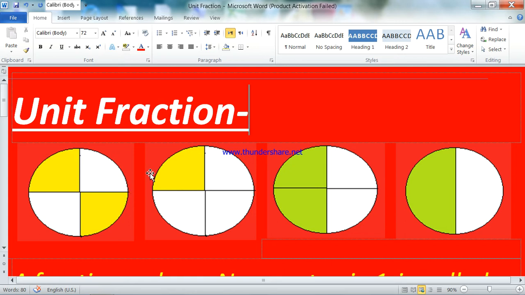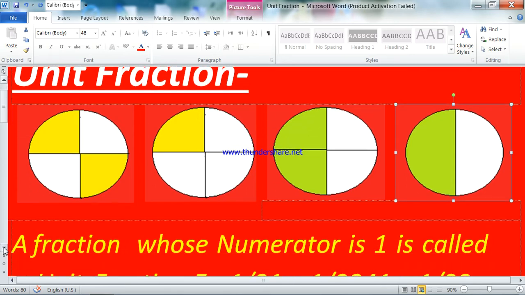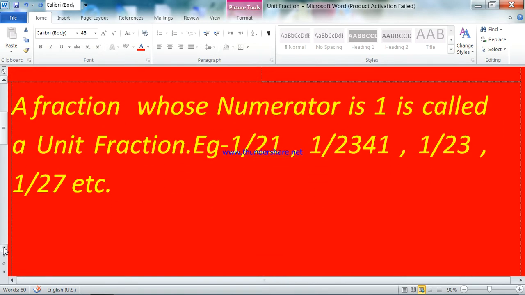So let's start. Unit fraction. I hope you are seeing the pictures here. First we'll read the definition. Don't relate the pictures for now, for these 2 minutes. We'll read the definition. A fraction whose numerator is 1 is called a unit fraction. Example, 1 upon 21, 1 upon 2341, 1 upon 23, 1 upon 27, etc.